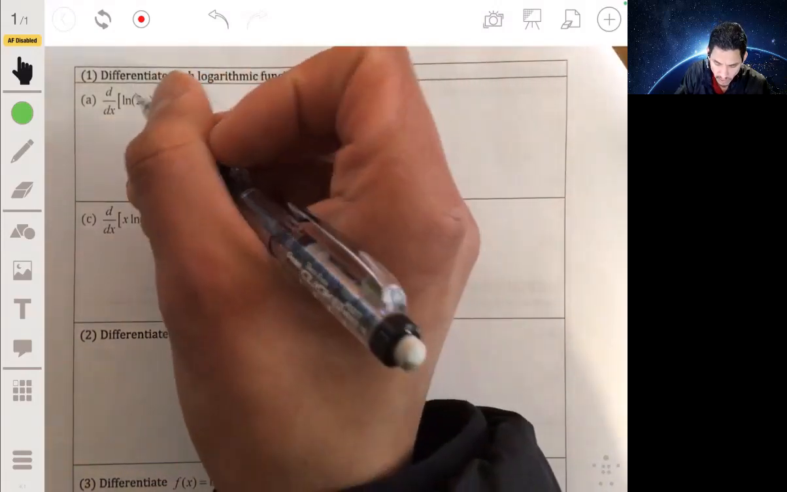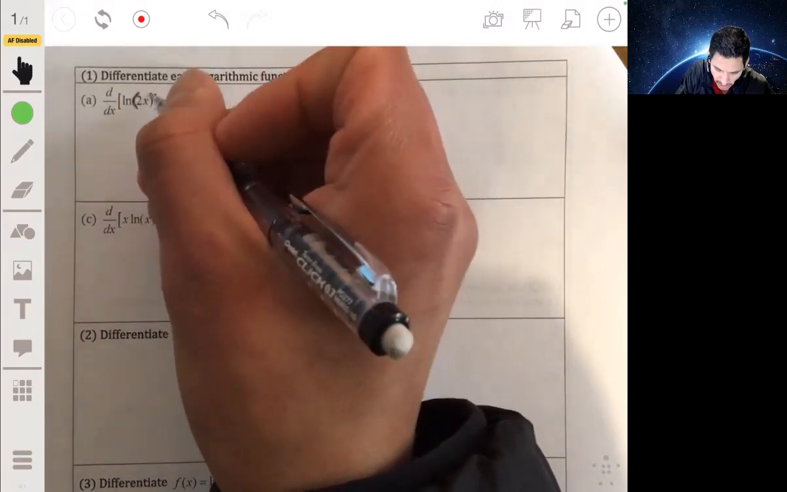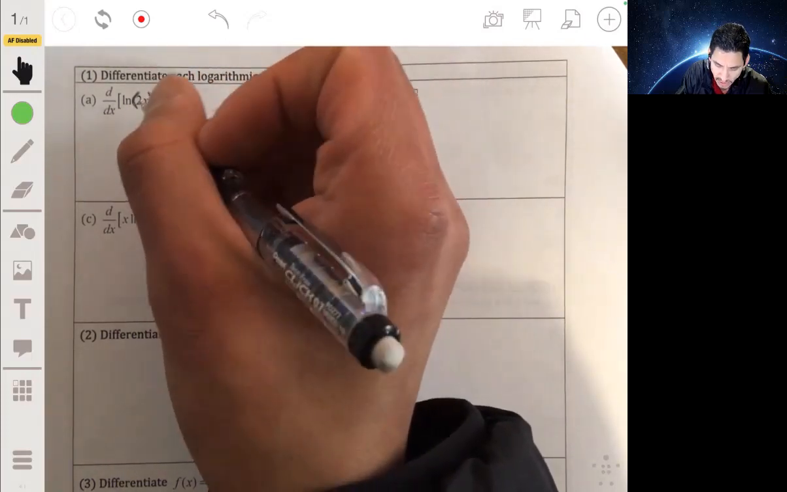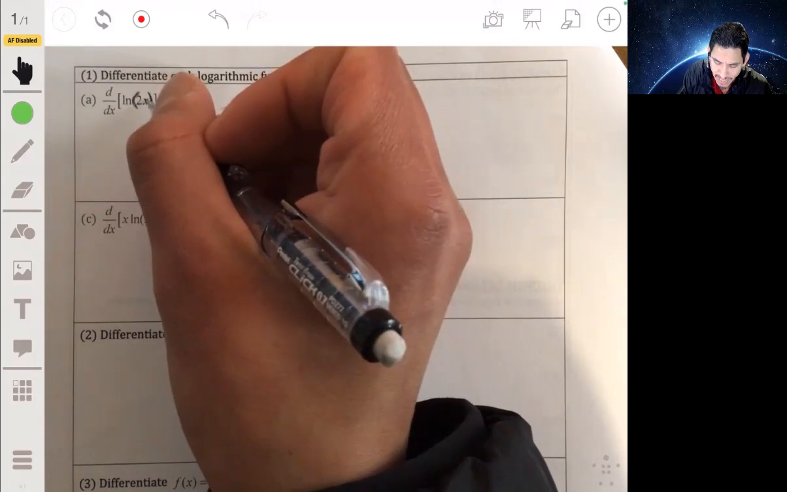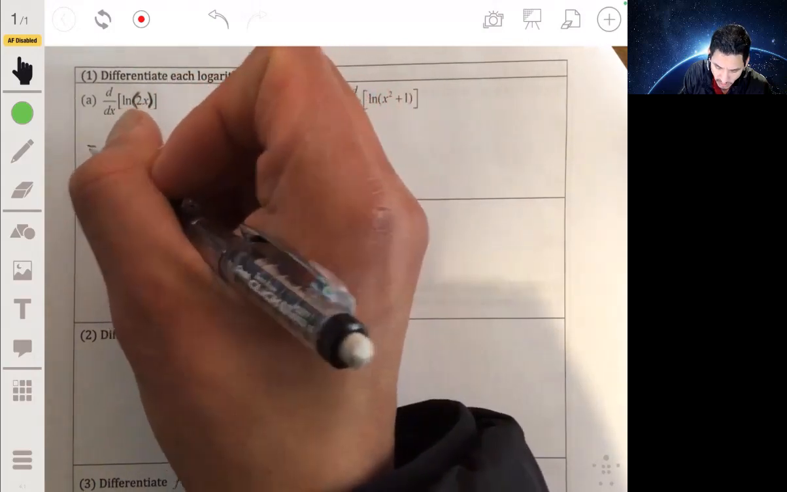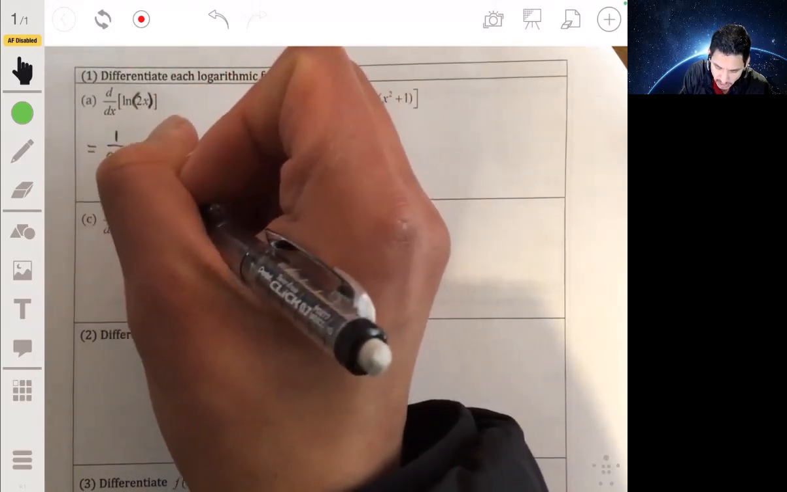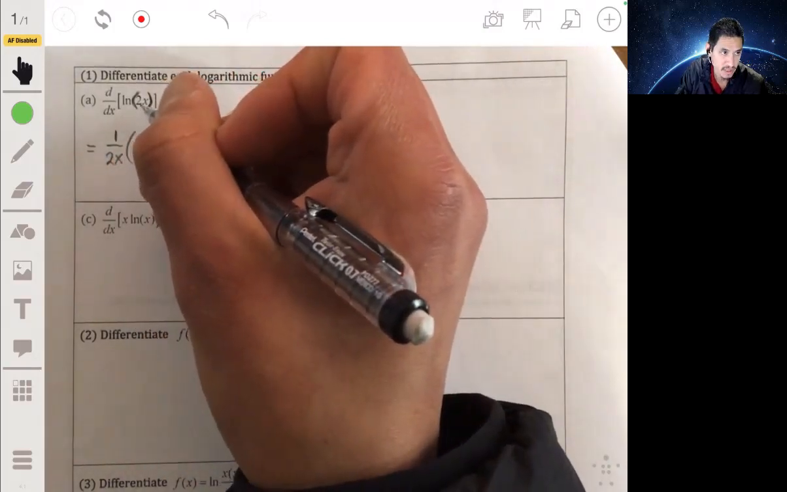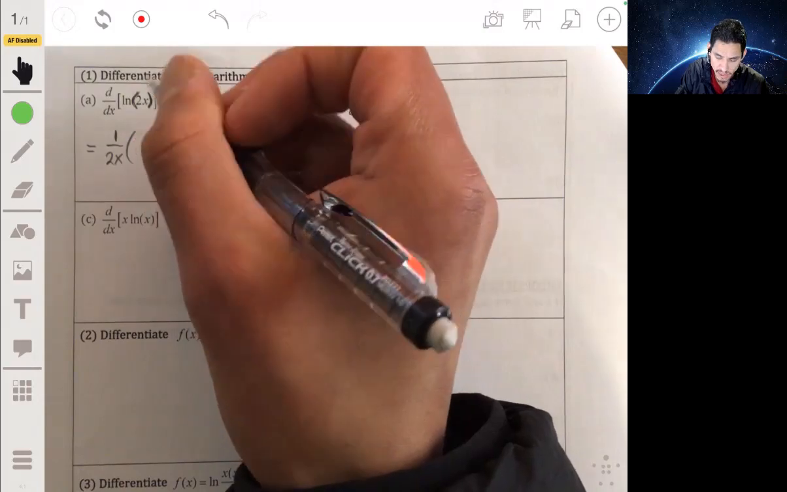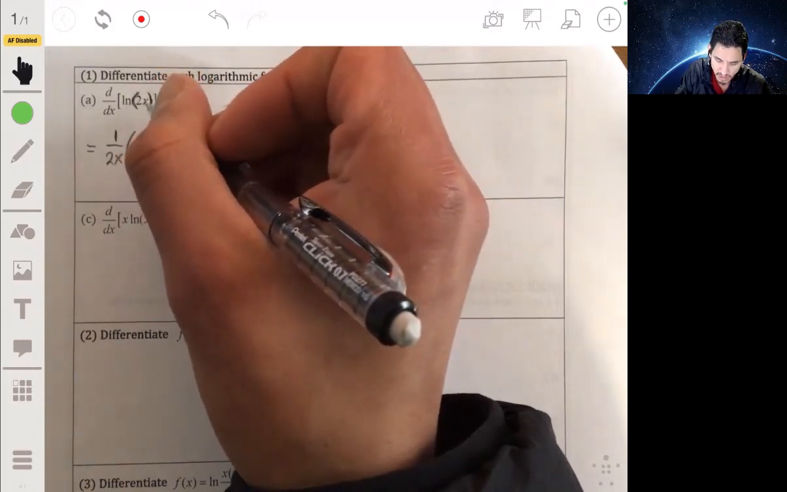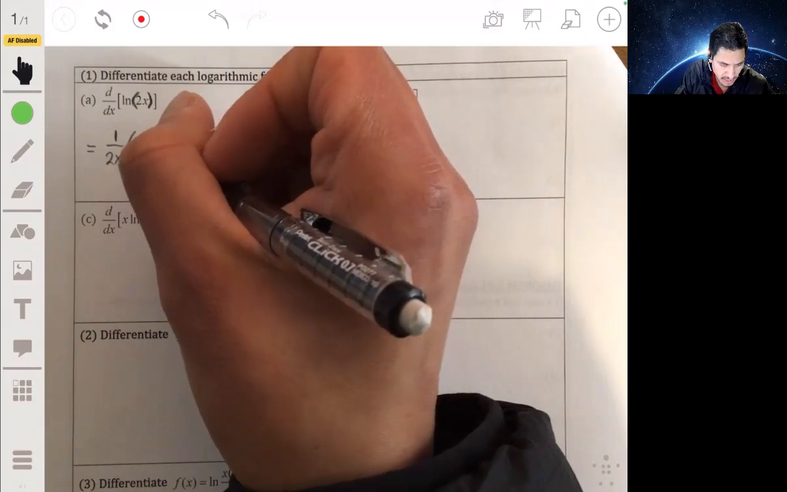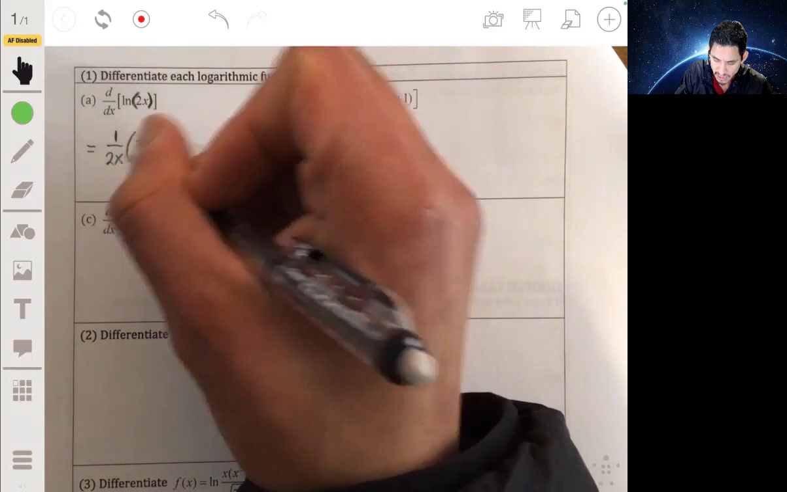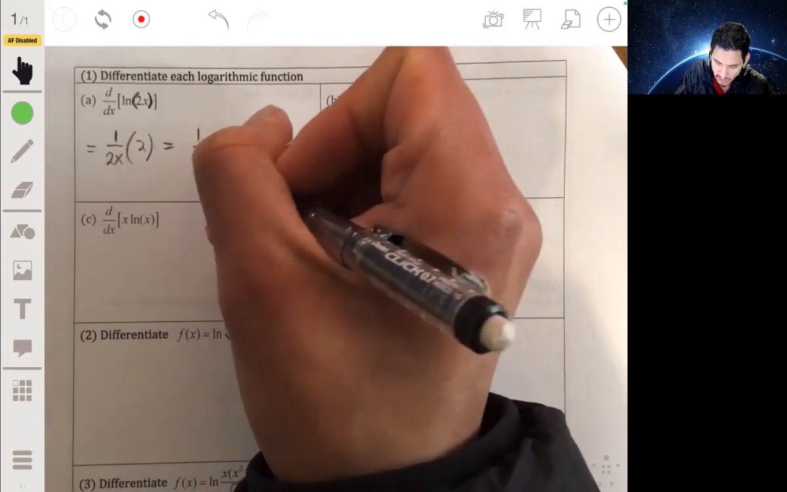So the inside we have 2x. So what we do is just take 1 over whatever that inside is. So we're going to have 1 over 2x. And this will be multiplied by the derivative of 2x. This is following the chain rule. So the derivative of 2x is just going to be 2. So we just multiply this by 2. And that's really it. And the 2's actually cancel out, and it just becomes 1 over x.